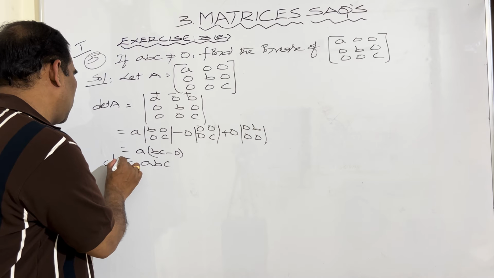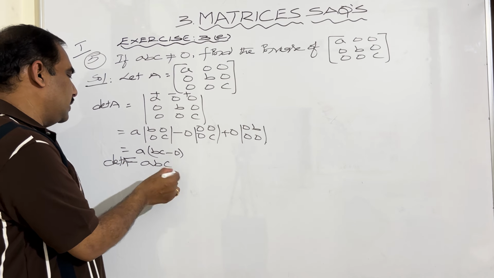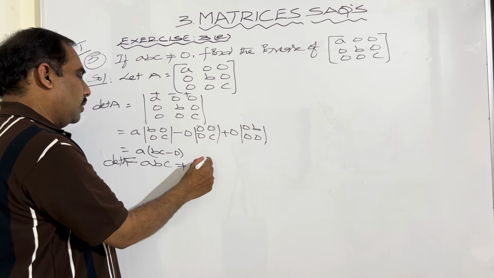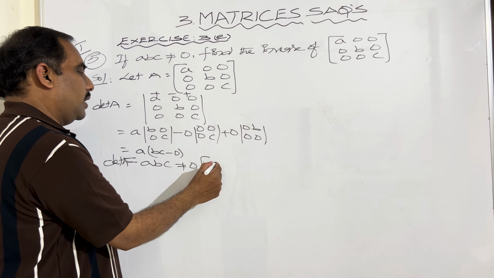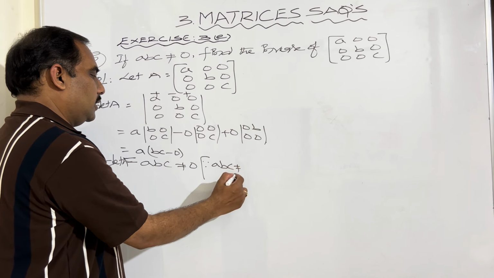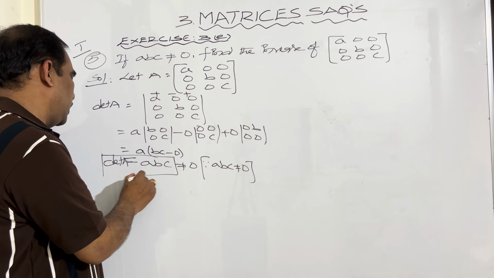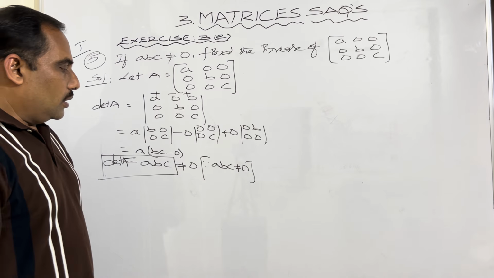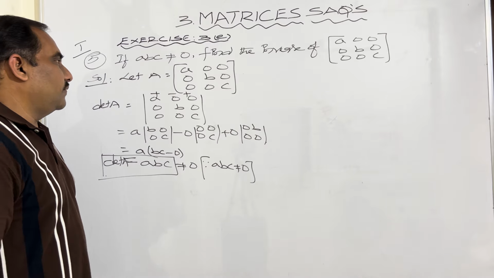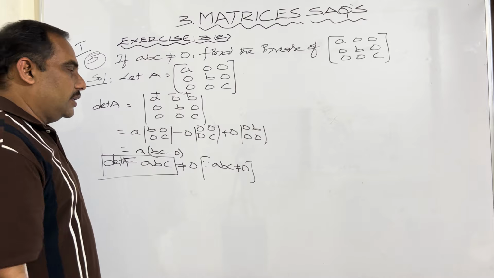But what is given there, determinant of A? Determinant of A is equal to ABC, which is not equal to 0. Because the determinant of A is given as nonzero, that means ABC is not equal to 0. So the determinant of A is ABC. Now what we have to do here? To find the inverse of this matrix A, we have to find the cofactor matrix of A.